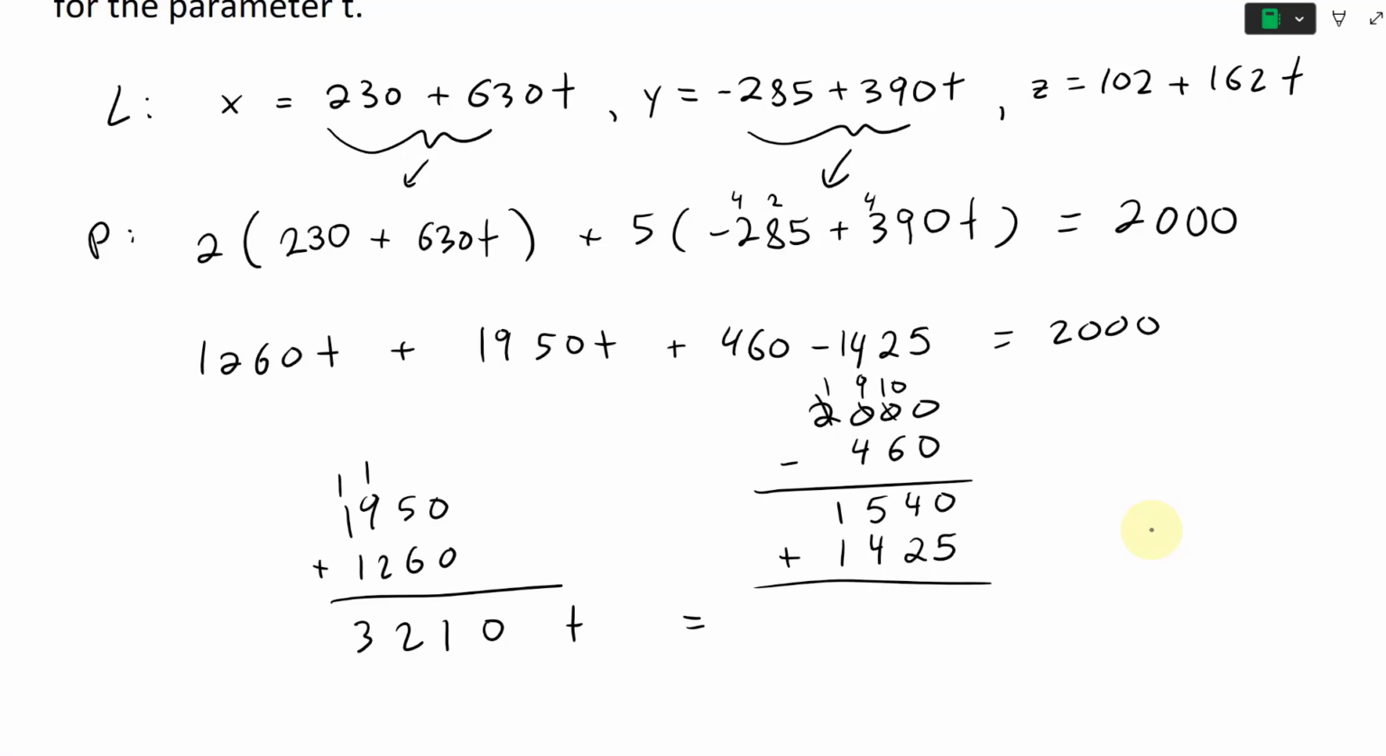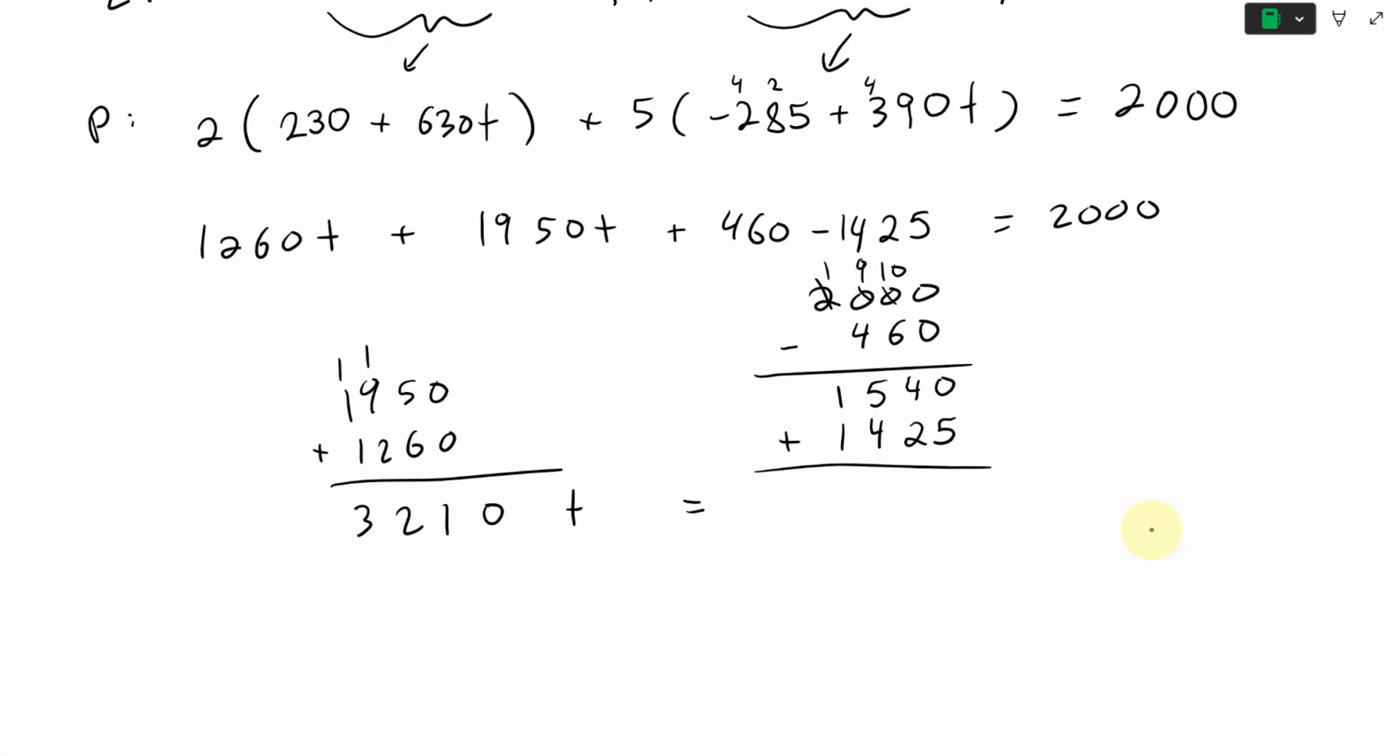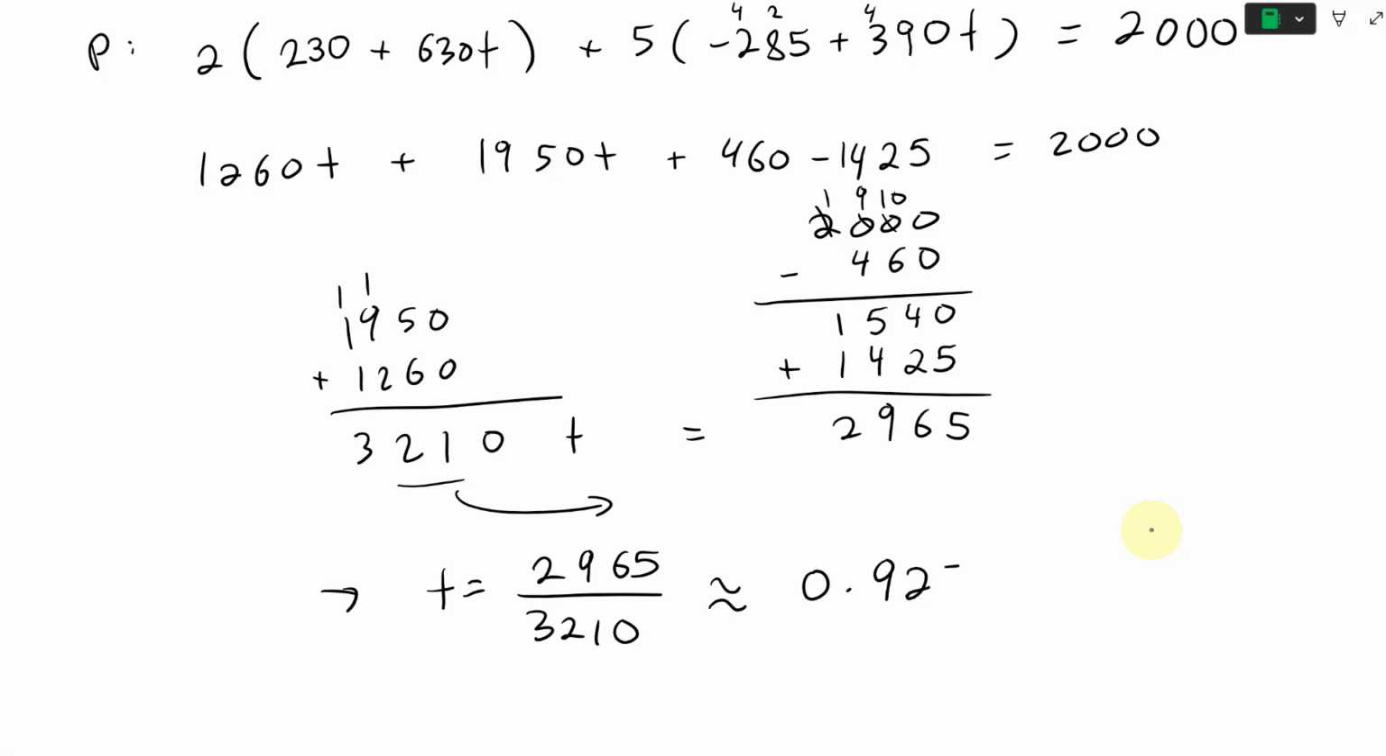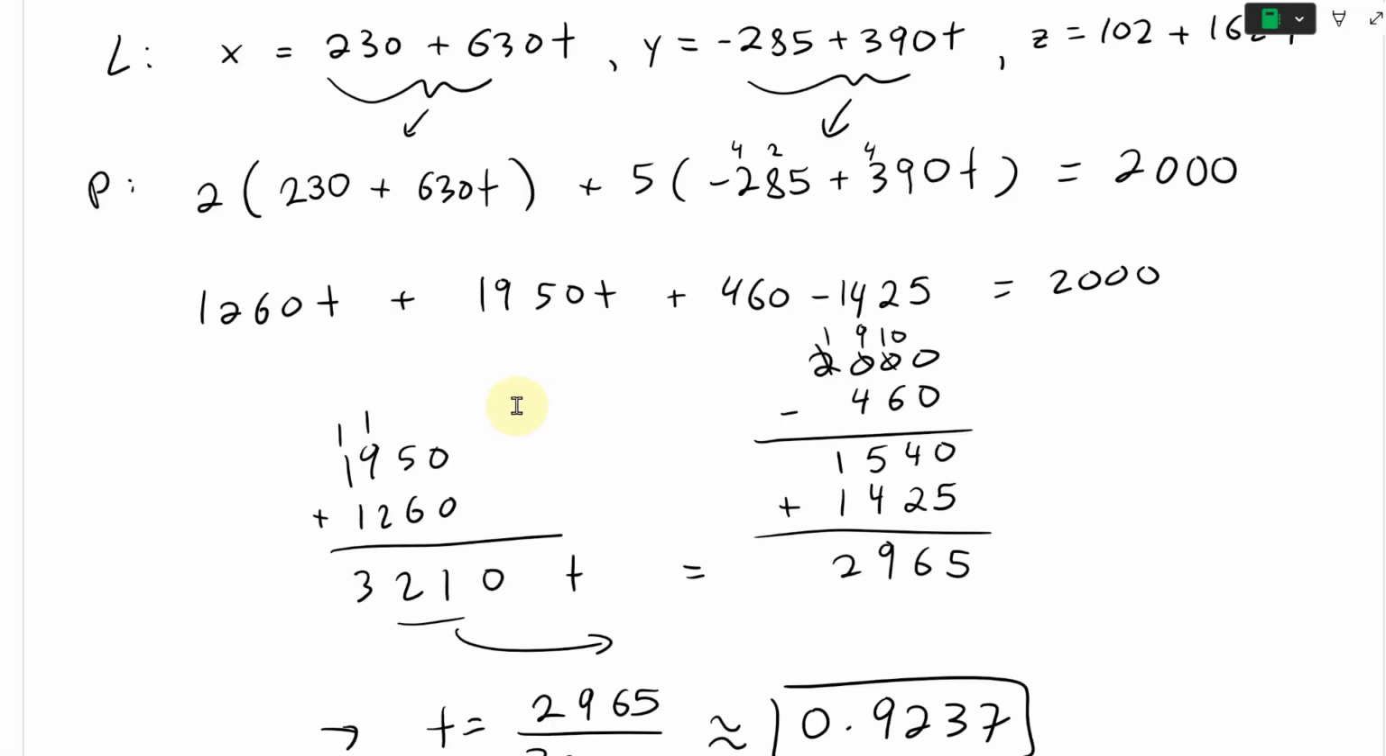1425. Alright, so we have that, and then the next one is, now we just add these up. So 5, and then 4 times 2 is 6, and then this is going to be 9, and this will be 2. 2965. So then move this over, we get t is equal to 2965 over 3210. That's an interesting number. So 321, and then plug it in the calculator, we get 0.9237 for t. Alright, and now just a quick calculation check.